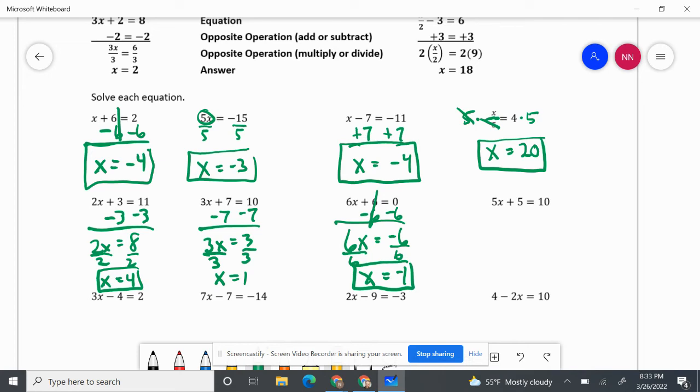Now, for our next one, what we're going to do is the same thing. We see a positive 5, so we subtract 5. We get 5x is equal to 5. We divide it by 5, and we get x is equal to 1.